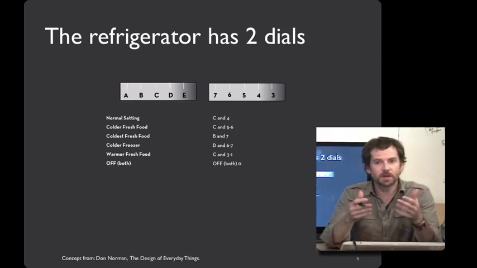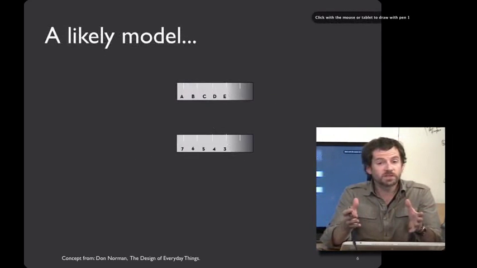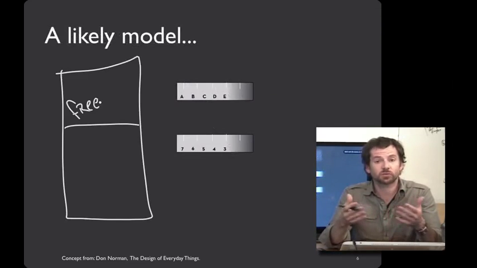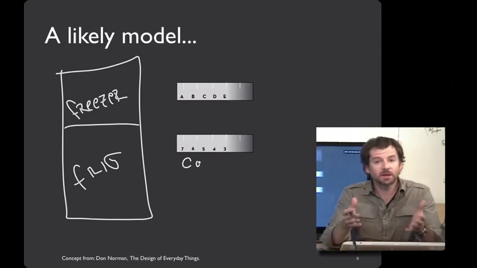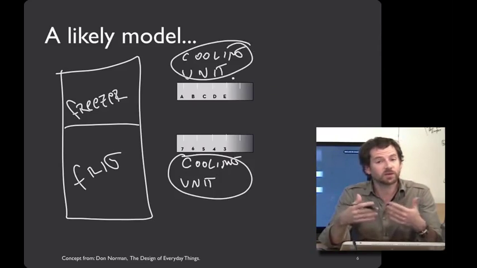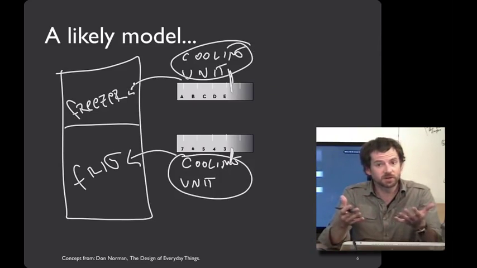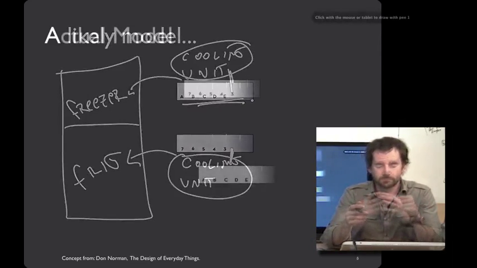Well, the action is going to depend on the mental model that you have of the system. One reasonable model that you could have is that there are two cooling units, and there's one dial that controls each of the units. And in that case, what you would want to do is figure out which of those is connected to the freezer and tweak that dial.